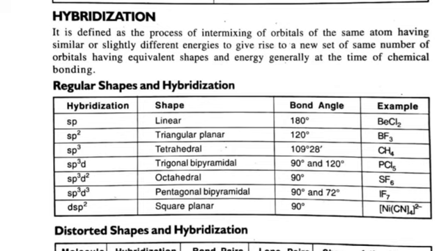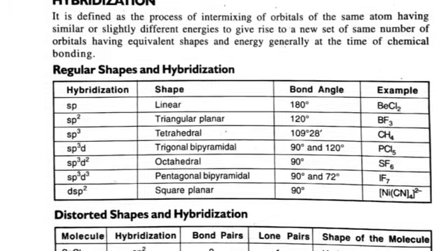So here it's generally written that in chemical bonding, there is a mixture of different orbitals of the same atom having similar or slightly different energies. So this gives the formation of hybridization. Hybridization and shape you can see here.